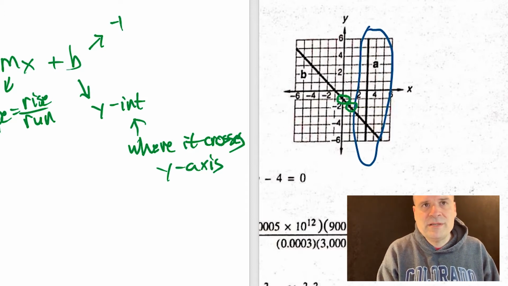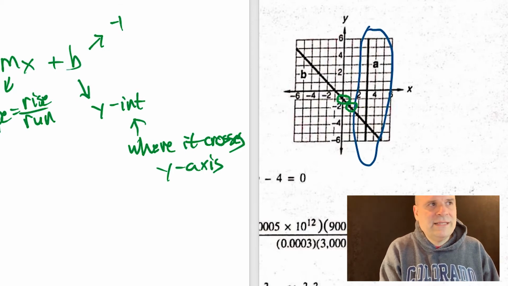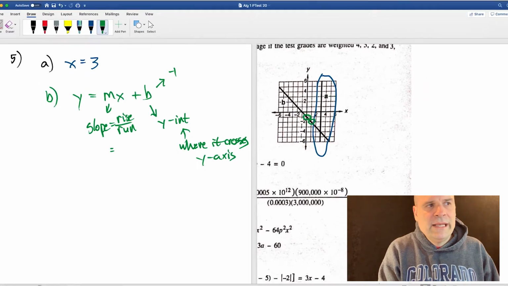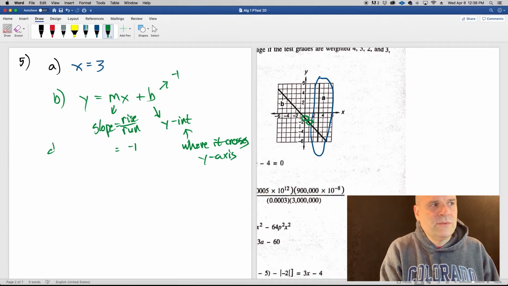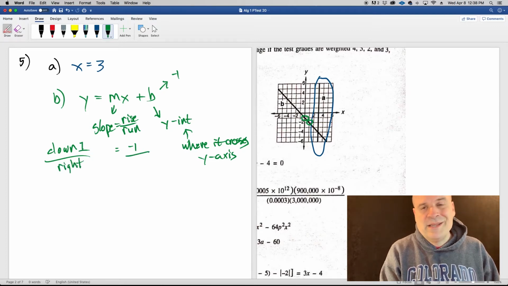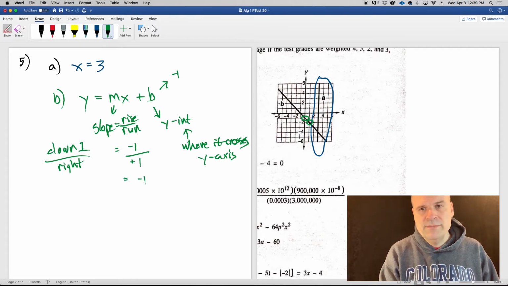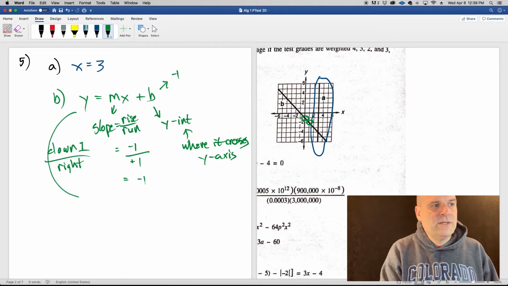So how many does it go down? It goes down 1, right 1. So how do you say down 1? -1. So it goes down 1, right 1. And then how do you say right 1? Well, that's a +1. So what's -1 divided by +1? Just -1. So let's rewrite our equation.